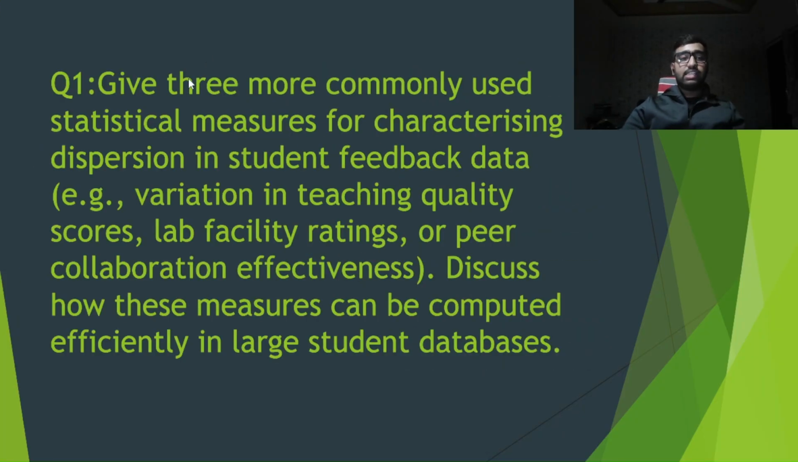So the first question says, give three more commonly used statistical measures for characterizing dispersion in student feedback data. We are given some examples which are variation in teaching quality scores, lab facility ratings, or peer collaboration effectiveness. Discuss how these measures can be computed efficiently in large student databases. So basically in this question we have to discuss three measures for characterizing dispersion of data. Then we have to relate them to the given example, and at last we have to discuss how these measures can be computed efficiently in a large student database.